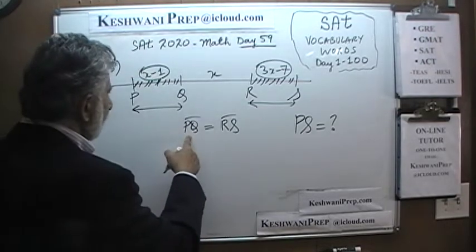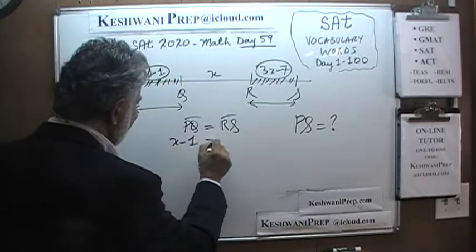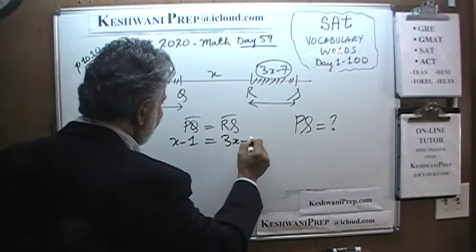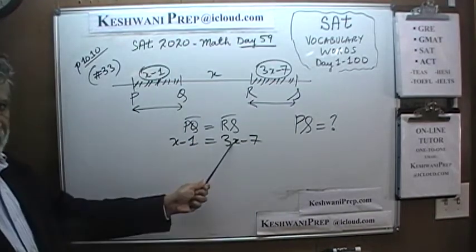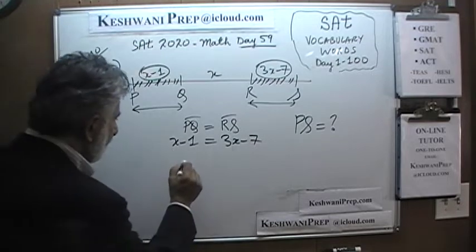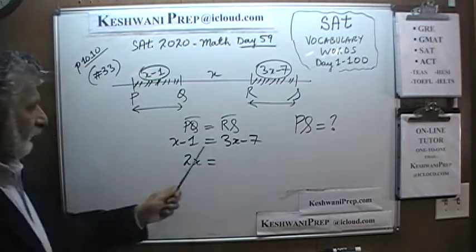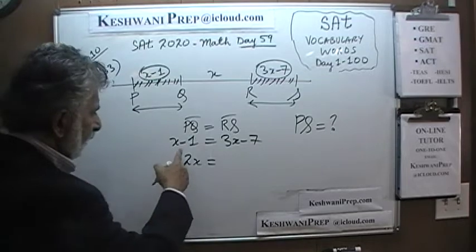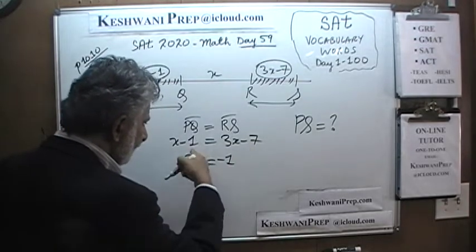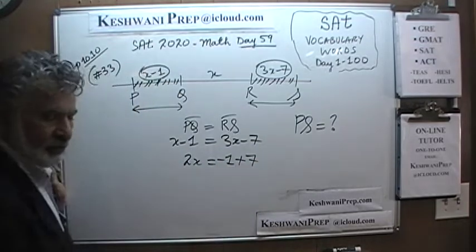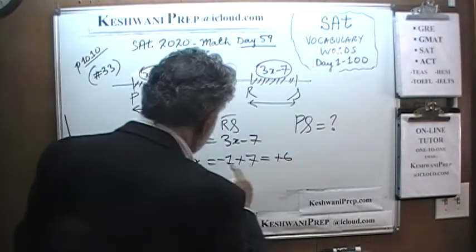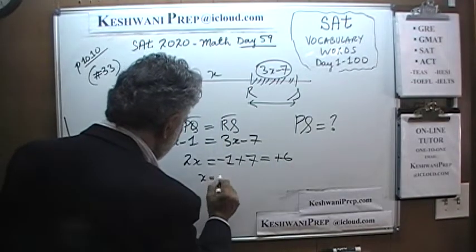Let's do that then. So PQ is x minus 1, equal to 3x minus 7. Bring the x to that side, and you will get 2x. And bring the 7 to this side, so you're going to end up with negative 1. When you bring the 7 to this side, you get positive 7, which gives us positive 6. 2x is equal to 6, x is equal to 3.